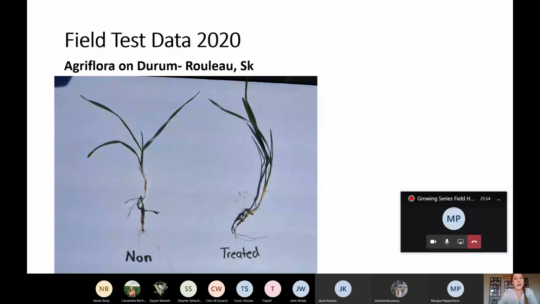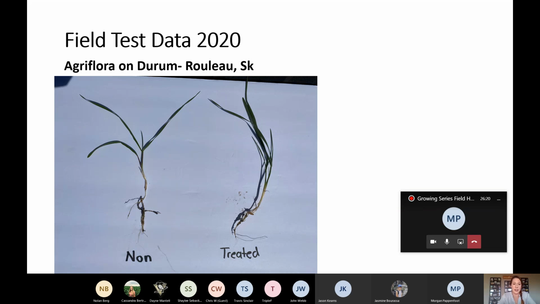So I did some trial work with this this year as well. I used the Agriflora because it was the straight Bacillus product and I wanted to see the effect of just the Bacillus. I had it treated on durum and lentils, and we replicated this field test throughout a lot of different cargills throughout the province. But I'm just going to talk about the durum because I thought that it really responded well to it.